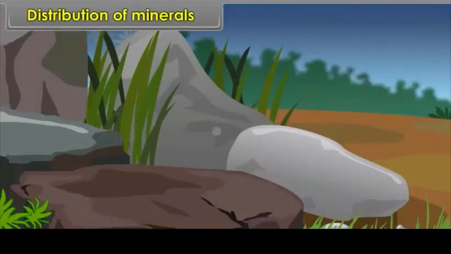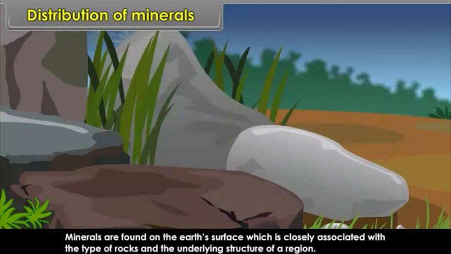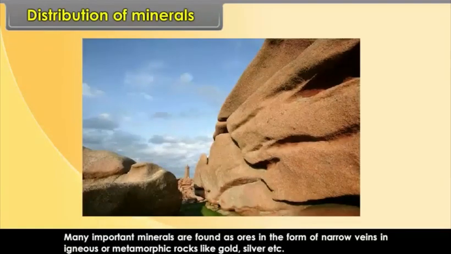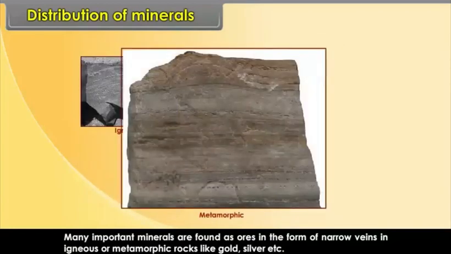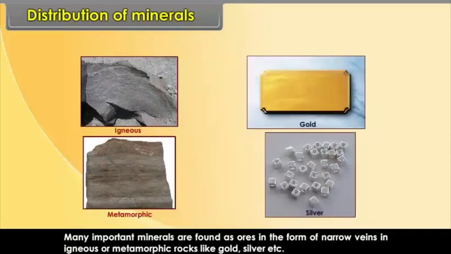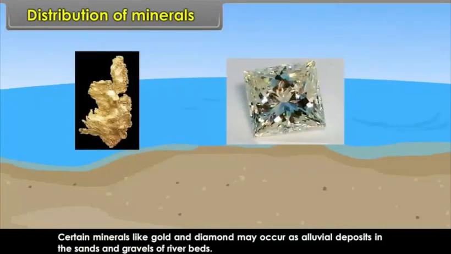Distribution of minerals. Do you know where these minerals are found? Minerals are found on the Earth's surface, which is closely associated with the type of rocks and the underlying structure of a region. Many important minerals are found as ores in the form of narrow veins in igneous or metamorphic rocks, like gold, silver, etc. Certain minerals like gold and diamond may occur as alluvial deposits in the sands and gravels of river beds.